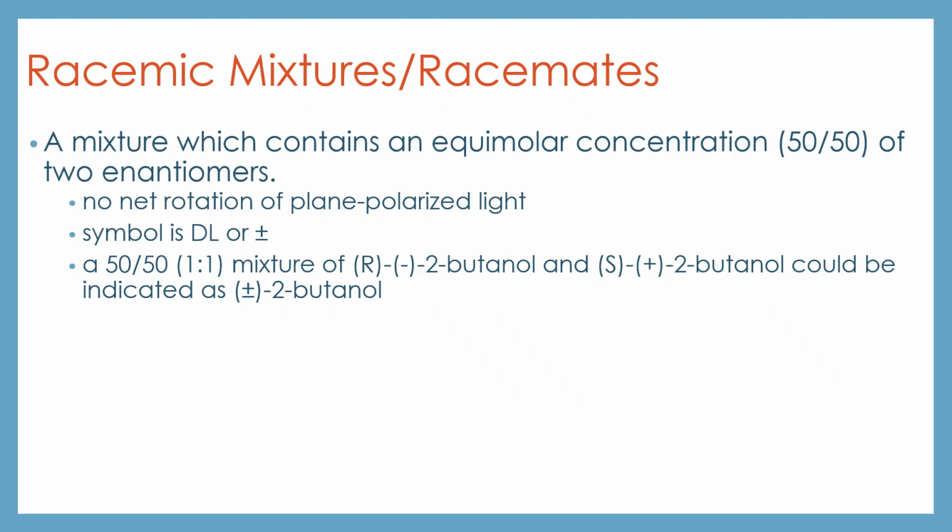So if you have a racemic mixture, you'll observe no net rotation of plane polarized light because you have equal amounts of compounds that are rotating the light in opposite directions. The symbol for a racemate is DL, or you might see plus minus. A 50-50 mixture of R-2-butanol and S-2-butanol could be indicated as plus minus 2-butanol. And that would tell you that it is a racemic mixture.